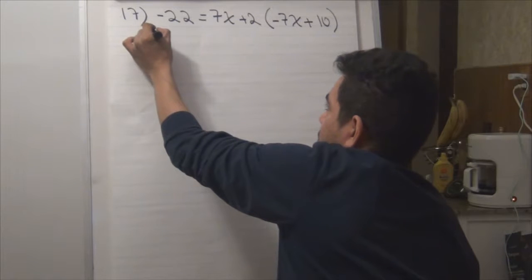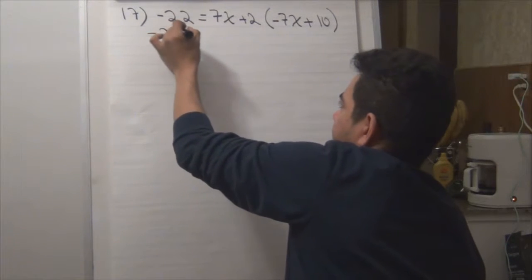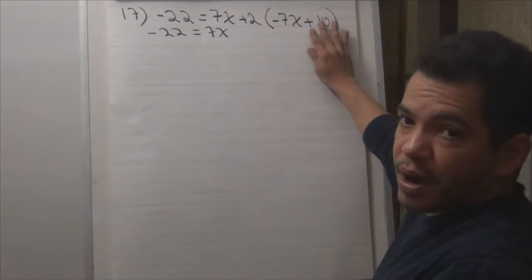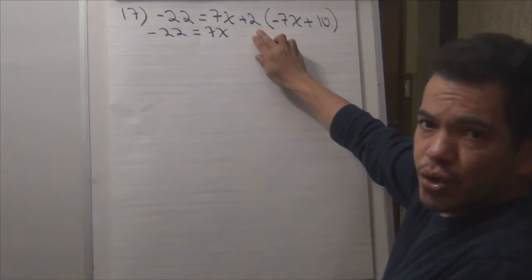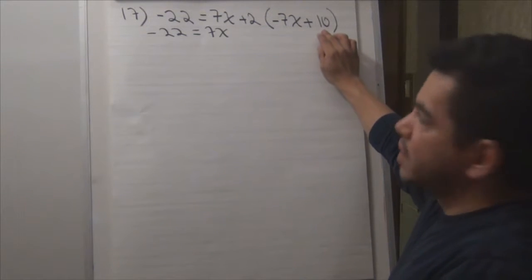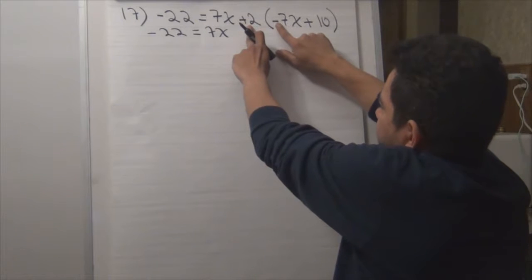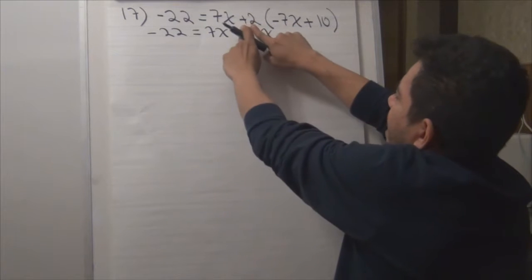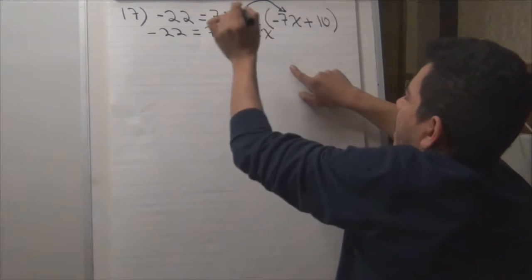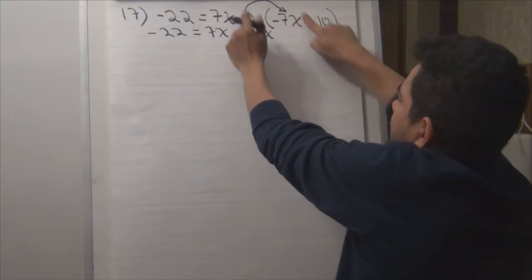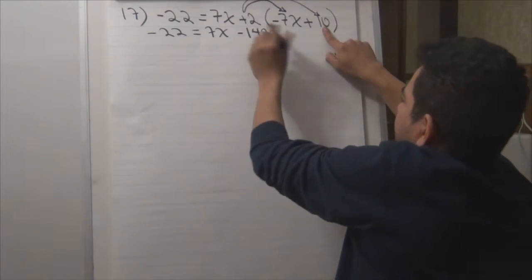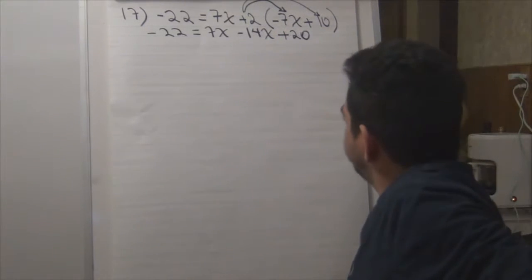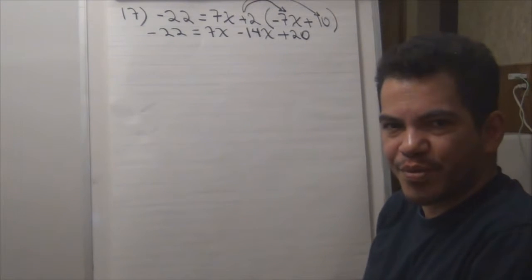So negative 22 equals 7x is not part of this distributive property. It's the 2 that is part of this distributive property. So let's see now. Positive 2 times negative 7x is negative 14x. Then positive 2 times 10 is positive 20. I'm done with the distributive property.